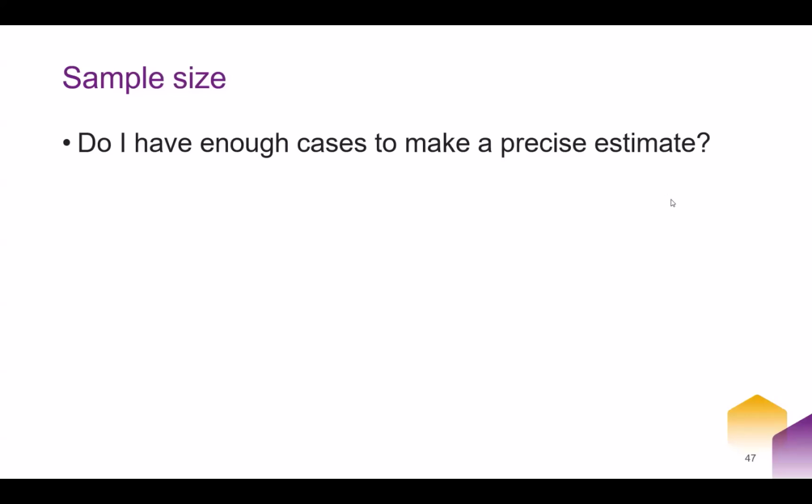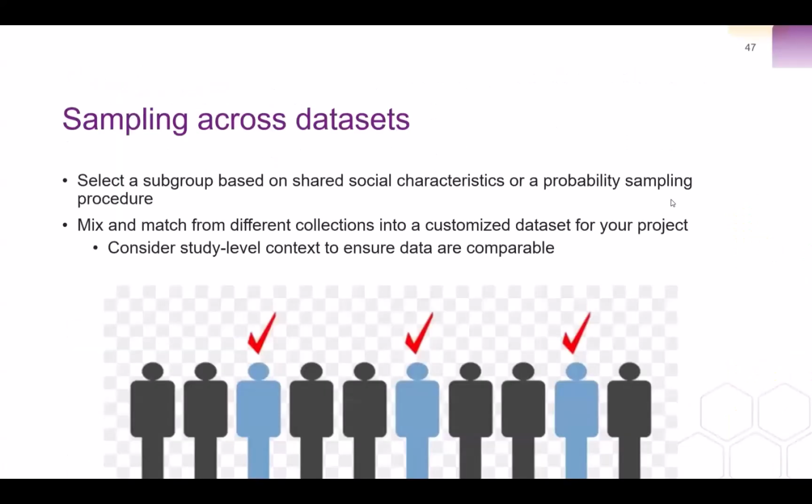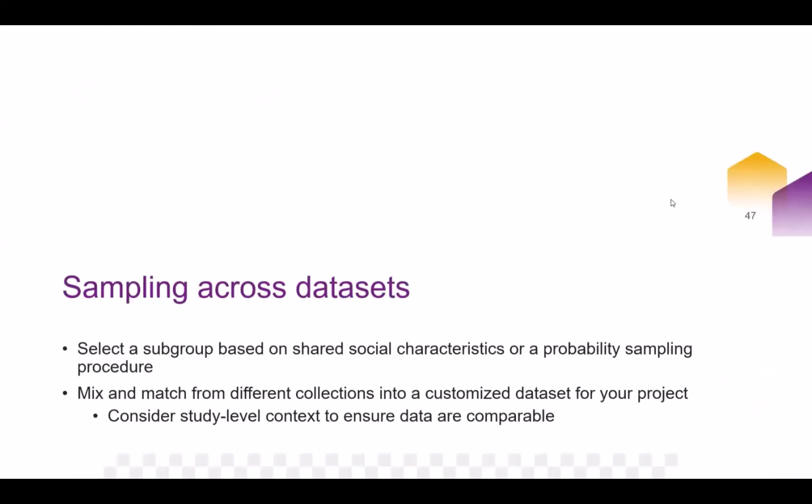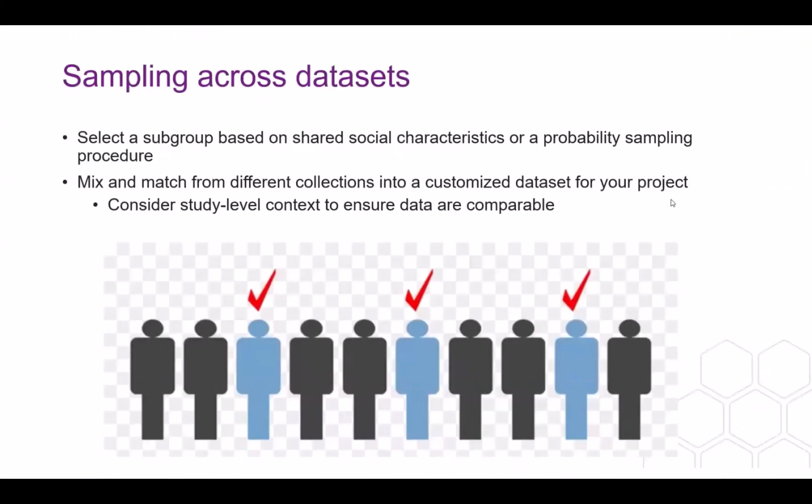You might also need to think in general about the sample size. Do you have enough cases to make precise estimates? This is particularly important if you've got a smaller subpopulation. If you're breaking down and looking at a very specific group, is there actually enough there for your sample size? You can also sample across data sets.